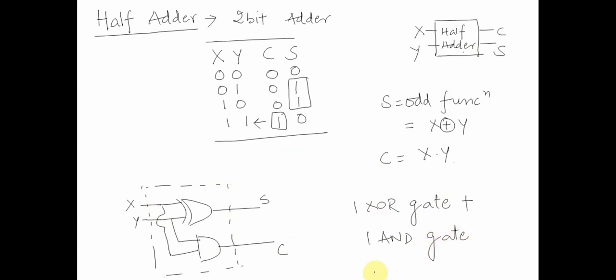So basically this is an important part. Half adder, we could actually remember this. Even if we don't remember, it's fine. Sum is equal to x XOR y, and carry is equal to x dot y, right? Now let's move on to the next concept.